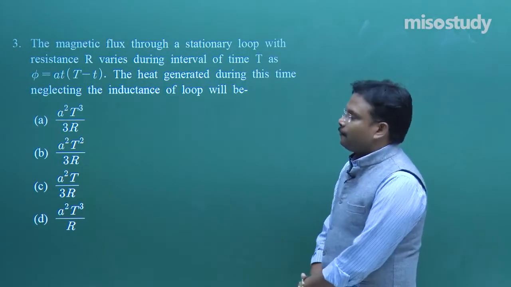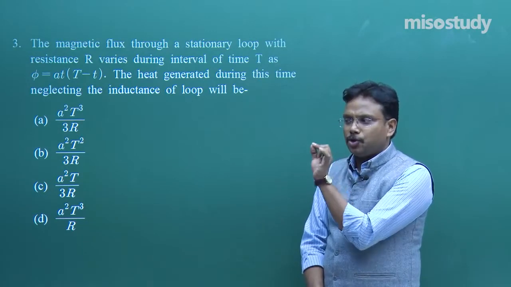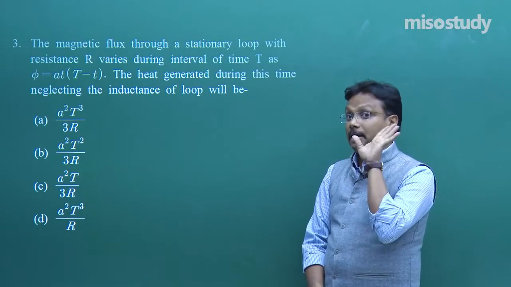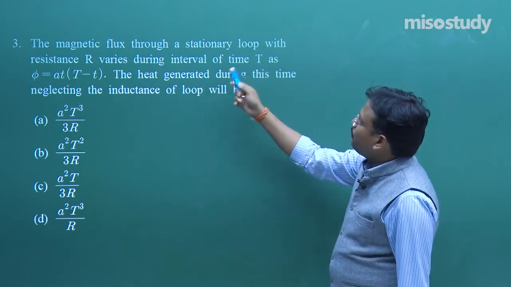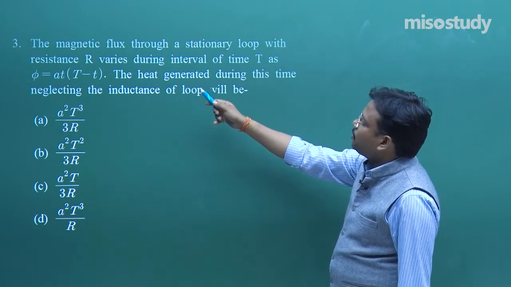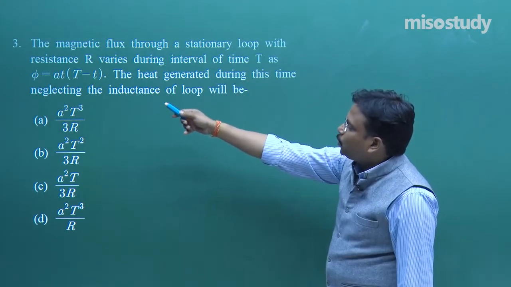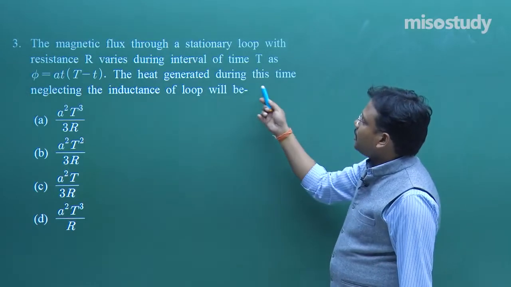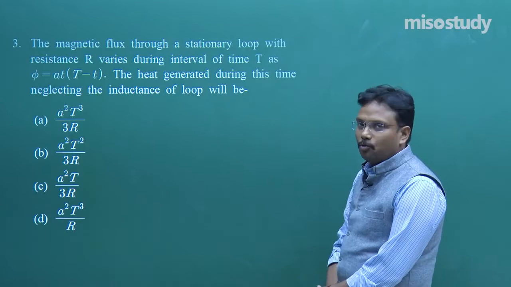The magnetic flux term comes into picture. You should try to recall phi B, that is magnetic flux. Fine. So magnetic flux through a stationary loop with resistance R varies during interval of time t as phi is equal to at(t minus small t). The heat generated during this time, neglecting the inductance of the loop, will be how much?